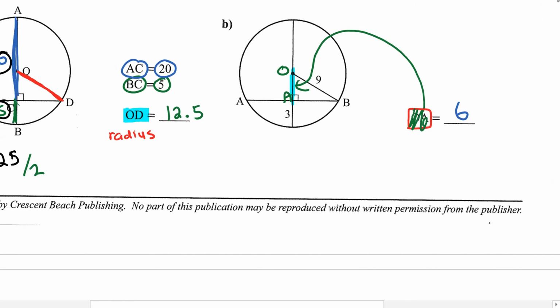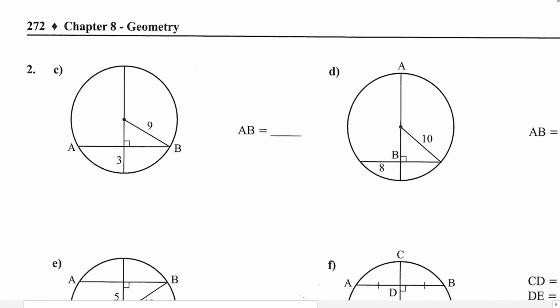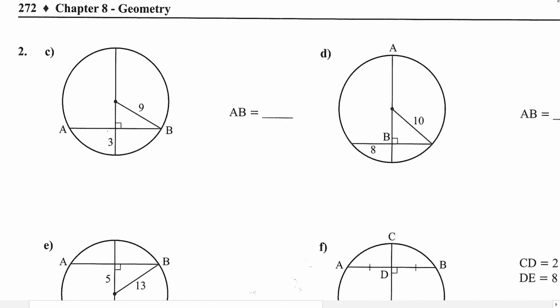Okay, let's move on to the next question here. Now for the questions on the next section in the homework, a lot of these questions will have to do with using the Pythagorean Theorem. So you need to set up the Pythagorean Theorem in some of these next problems here. Okay, so for the next one here, question 2C, I'm looking for chord length AB. So AB is right down here.